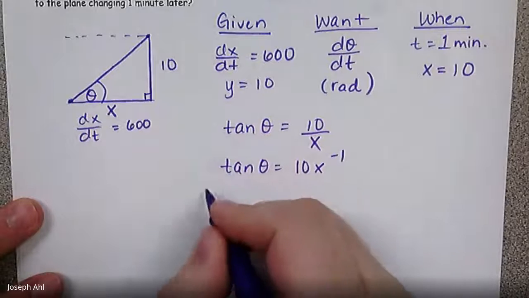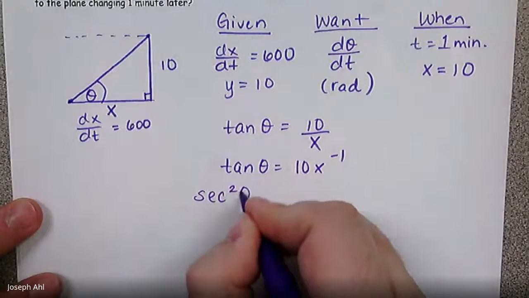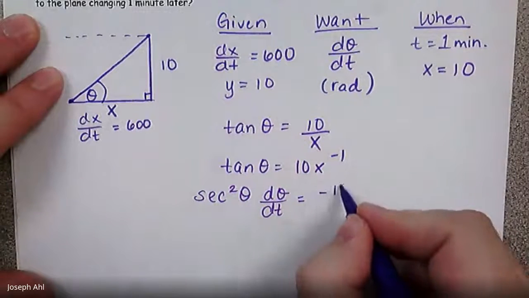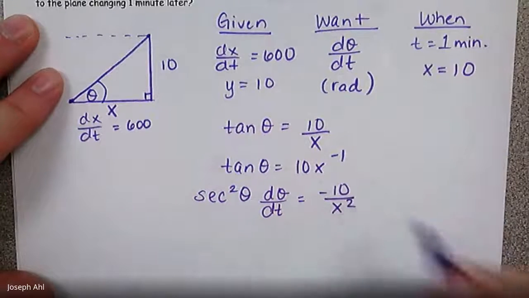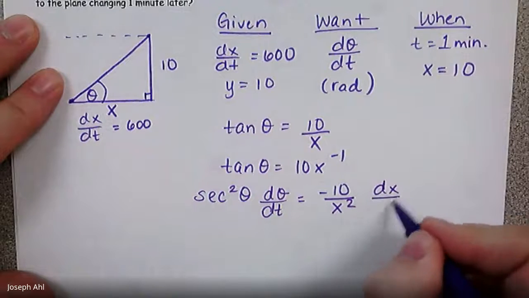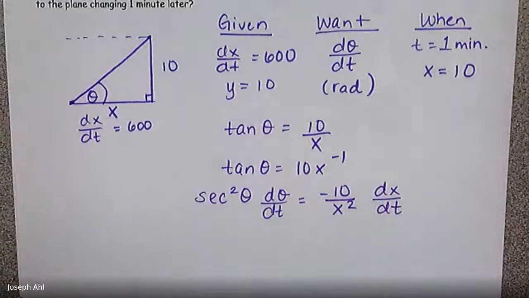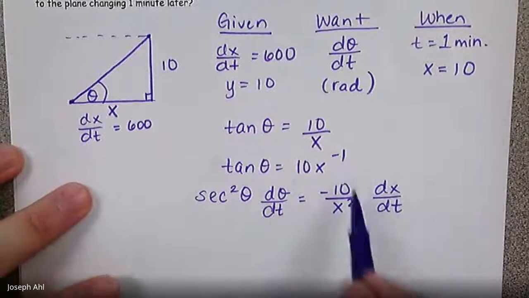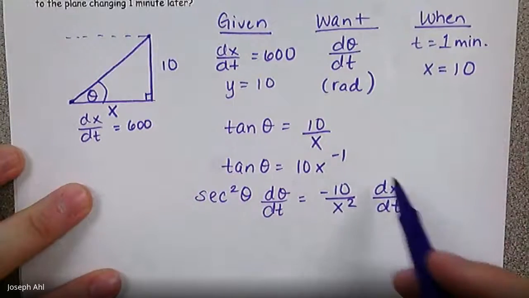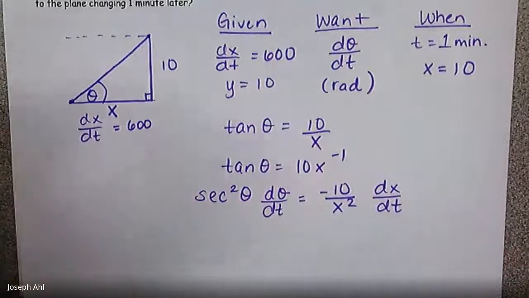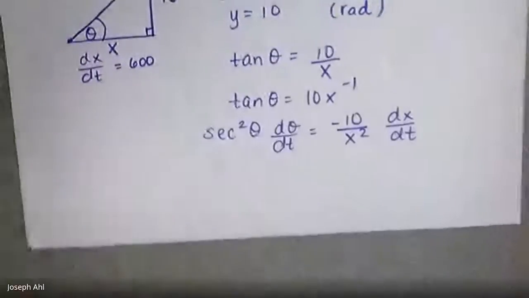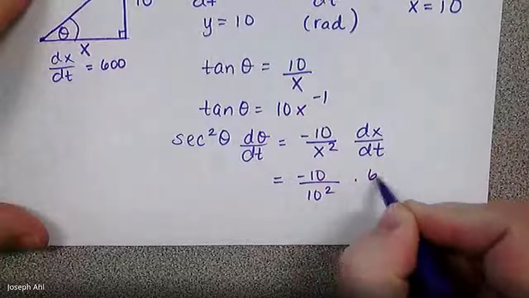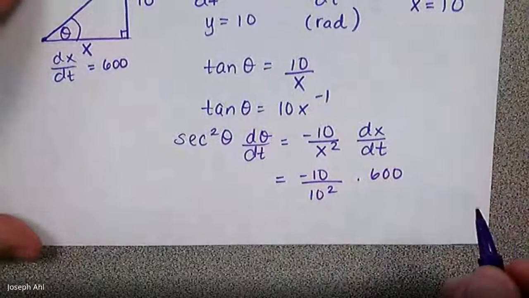So the derivative of the left side, the derivative of tan, is secant squared theta, d theta/dt. And then over here, we're going to get negative 10x to the negative second. Maybe I'll throw that downstairs now, x squared, and then dx/dt. What we're solving for in the end was d theta/dt. I know that we're doing that when x equals 10 and dx/dt is 600. So if we start plugging in, the right side is negative 10 over 10 squared times 600.